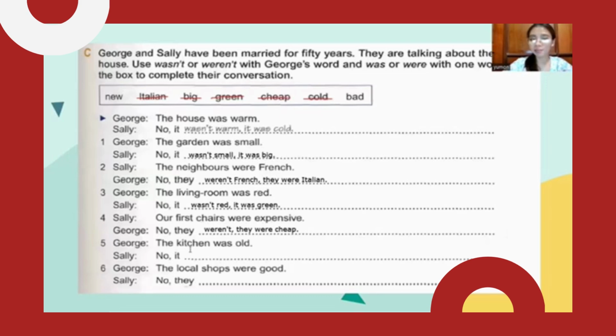And then number 5. George said the kitchen was old. But Sally said, no, it wasn't old. Okay, comma. So what's the opposite of old? Yes, it was new. And number 6, George said the local shops were good. Sally said, no, they weren't. No, they weren't good. Okay, comma. So what's the opposite of good? Could the opposite be bad? Yes. So no, they were bad.